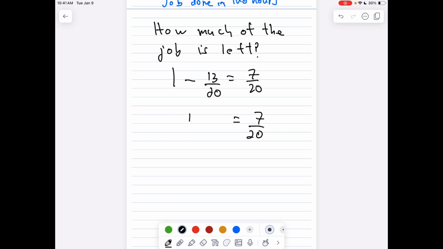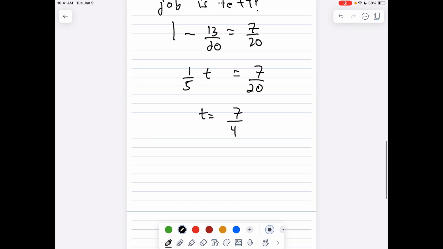Well, the rate is 1/5 of the job per hour times the total amount of time, which we do not know. That's what I'm looking for. And you're just going to solve this. If you solve this, you multiply both sides by 5 and you get 7/4, and this is in hours because that's what our units of time are.